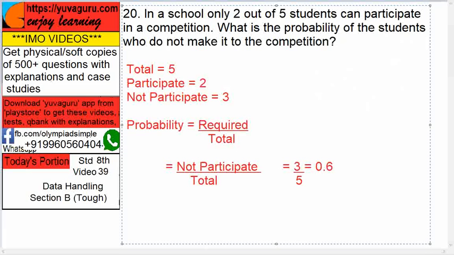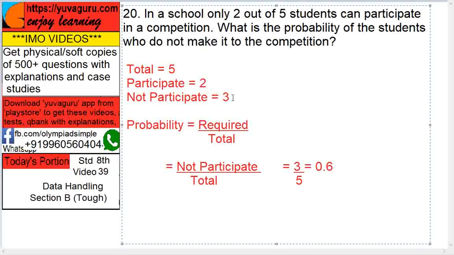Next. In a school, only 2 out of 5 students can participate in a competition. What is the probability of the students who do not make it to the competition? Means we want the probability of the students who cannot participate. 2 out of 5. So total is 5, so participate 2.